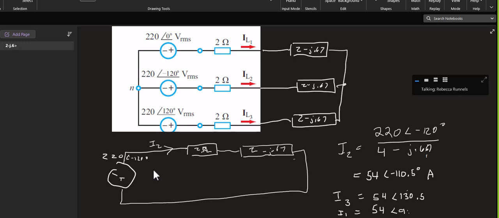9.5 degrees? Yeah. And these are all amps. Are they RMS? Yes.